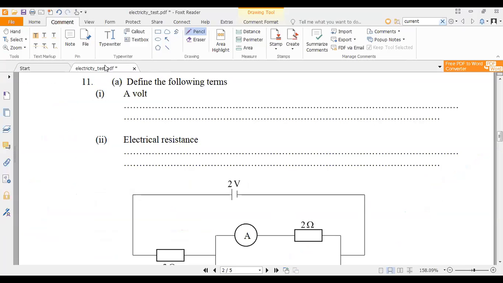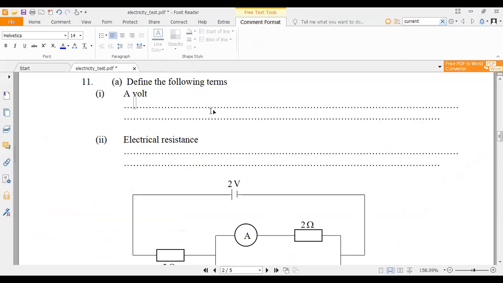In our series of today's lesson, we are continuing with the electricity discussion. Today, we're basically going to deal with section B questions of electricity. Let's look at the first question, which is here, and they're asking us to define a volt.